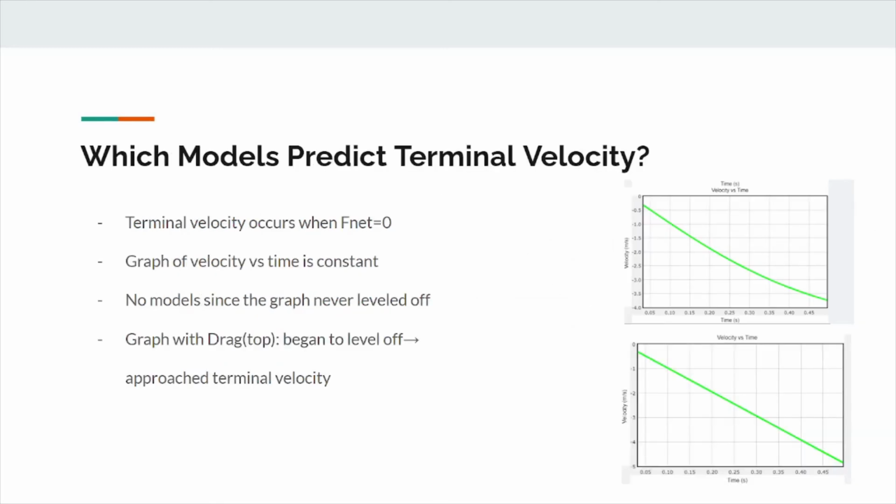So, which graphs show terminal velocity? Unfortunately, none of my graphs demonstrated terminal velocity since there were no true constant velocities. The graph on top with drag began to level off, indicating that it approached terminal velocity. However, it is cut off before terminal velocity could be attained.